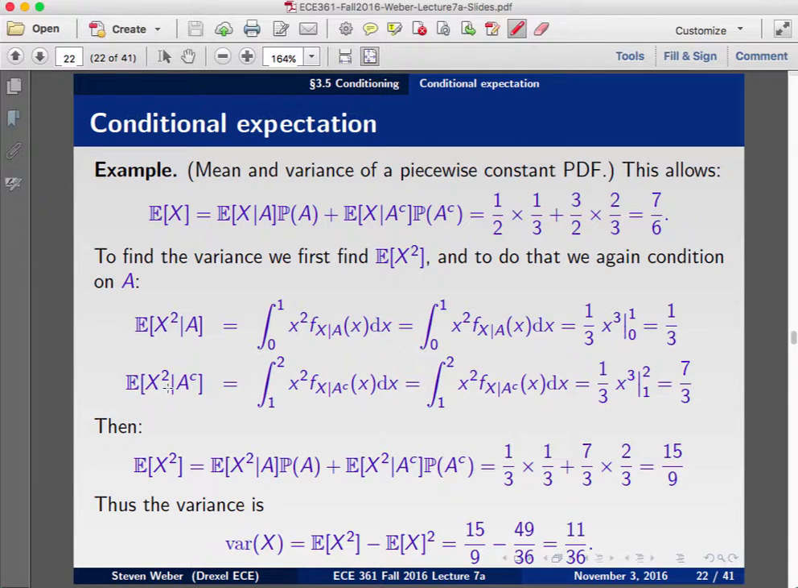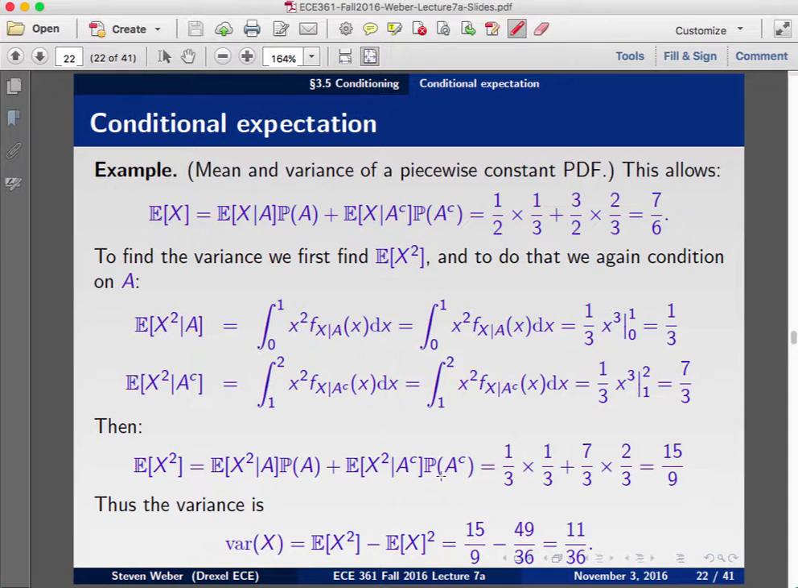Similarly, for the expected value of X squared given A complement, again integrate over all possible values of X. This is your g of X, and this is your conditional distribution of X given A complement this time. You substitute in the form of that conditional distribution, which we computed on the previous slide, evaluate the integral, and you get 7/3. And then I can use, again, the total expectation theorem. The expected value of X squared is the expected value of X squared given A times the probability of A, plus the expected value of X squared given A complement times the probability of A complement.